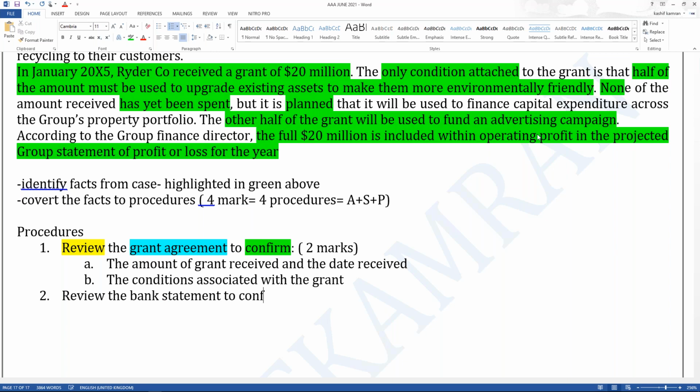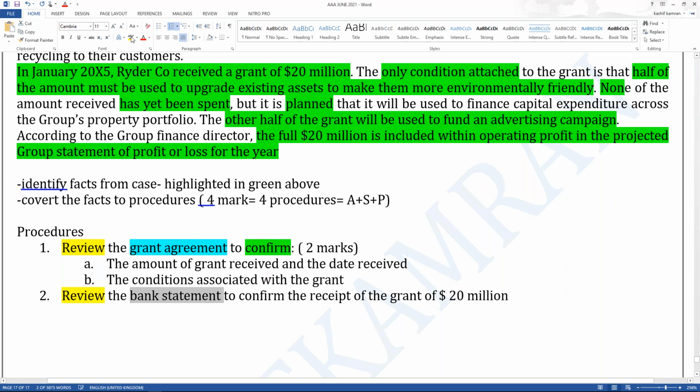To confirm the receipt. So from the agreement, you confirm the amount, and from the bank statement, you confirm the receipt of the grant of $20 million. So has $20 million come to your bank account? Yes. So is review a procedure? Definitely. Is bank statement a source?